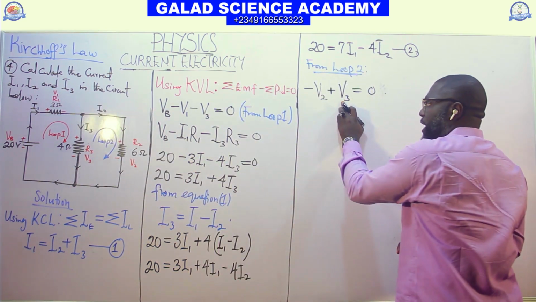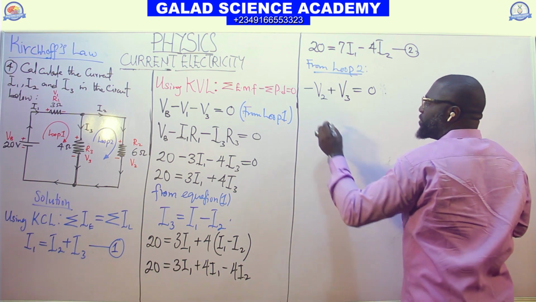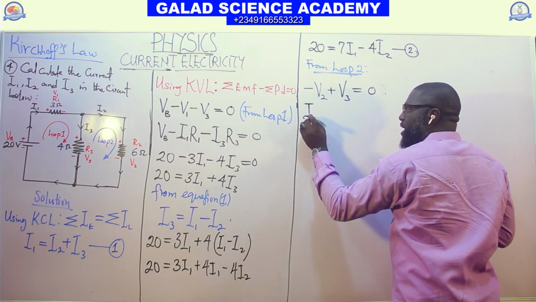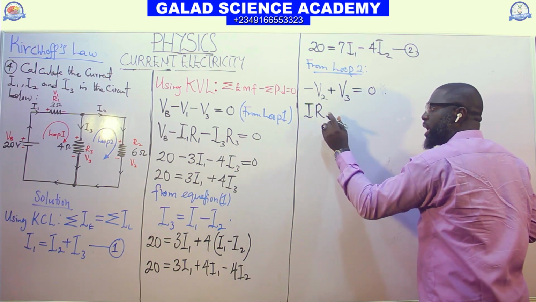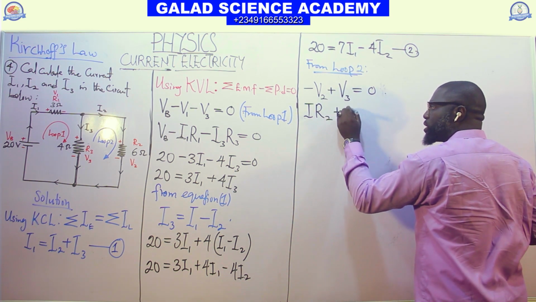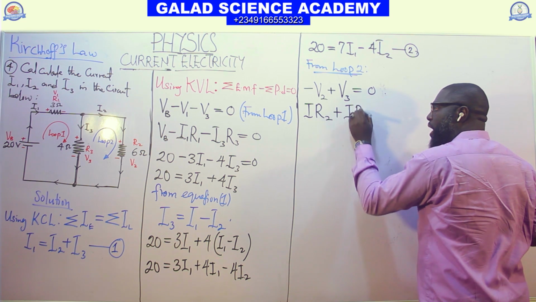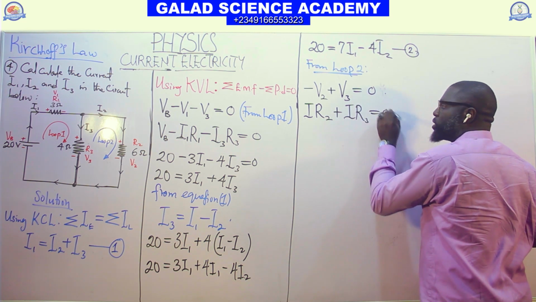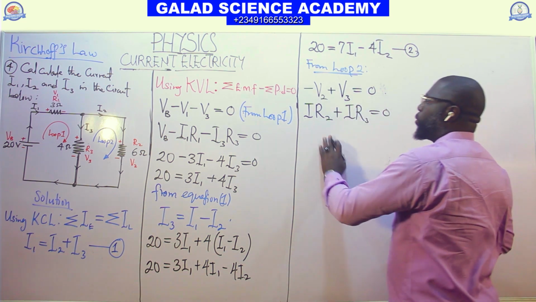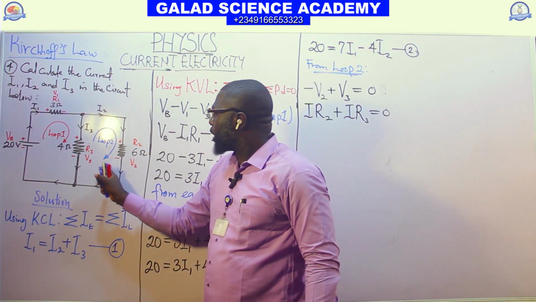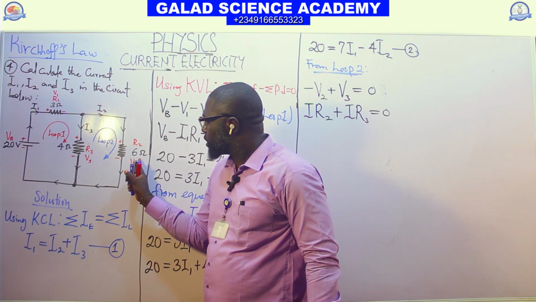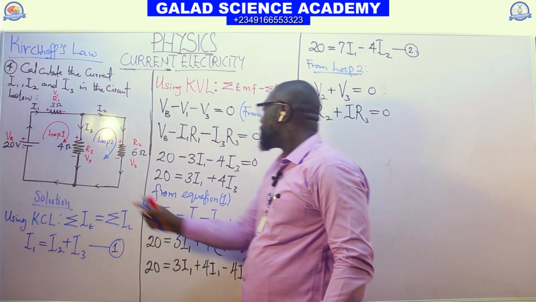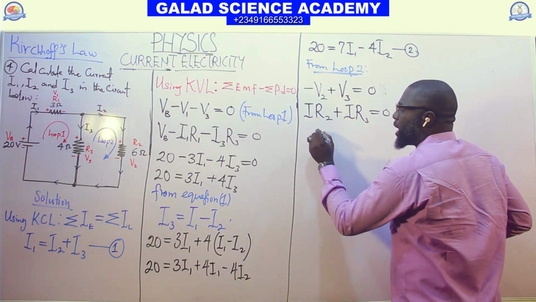Now I'm having plus here, so change it to the I V. We have R1, sorry, R2 plus R3 equal to 0. What is R2? R2 is 6 ohms. R3 is 4 ohms. Substitute for R2 here.